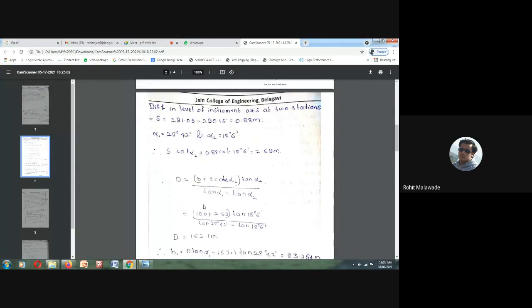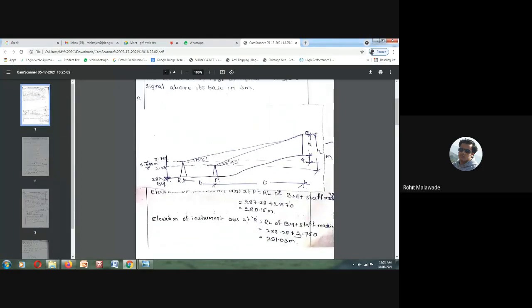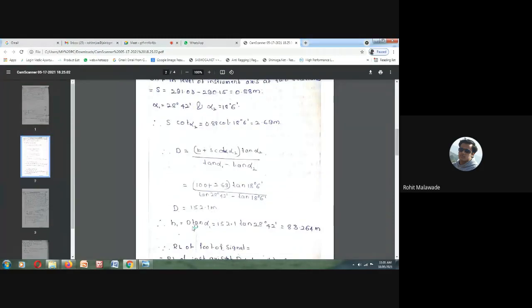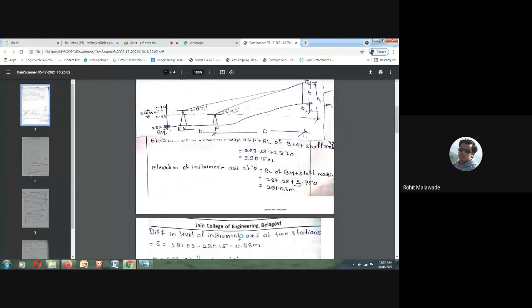If we substitute this in the formula, we get 100 plus 2.69 S cot alpha 2. If we solve it, we will be getting 2.69 tan alpha 2, where tan alpha 2 is tan 18 degrees 6 minutes. If we solve it, we are going to get this horizontal distance as 152.1 meter.